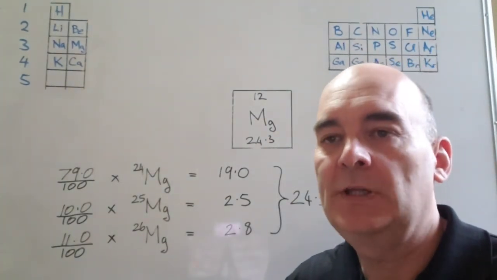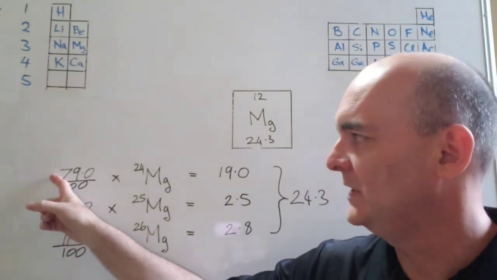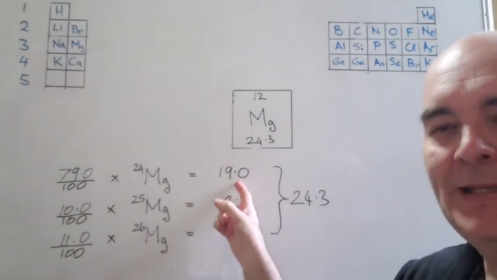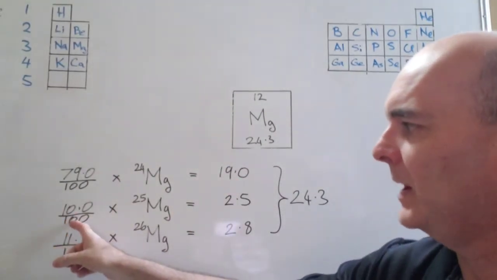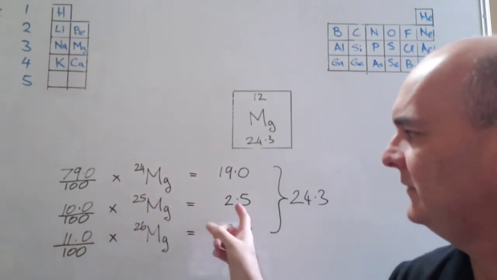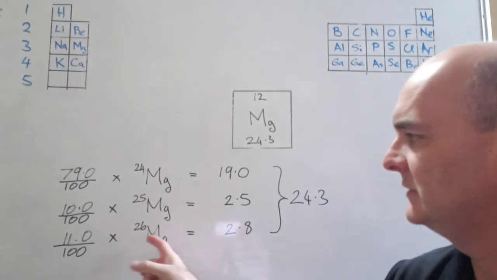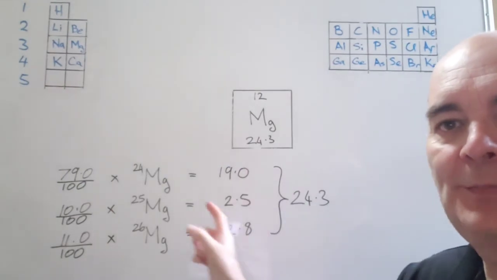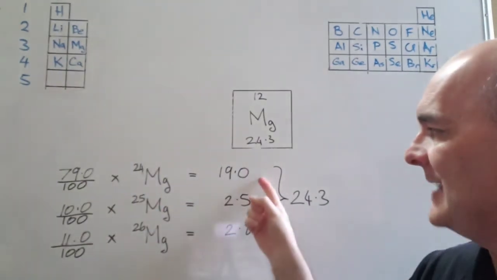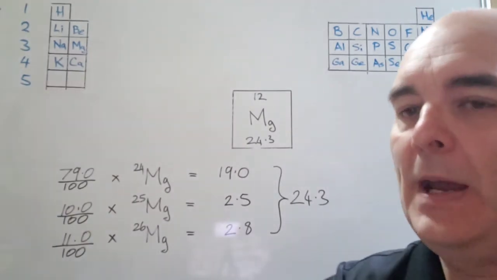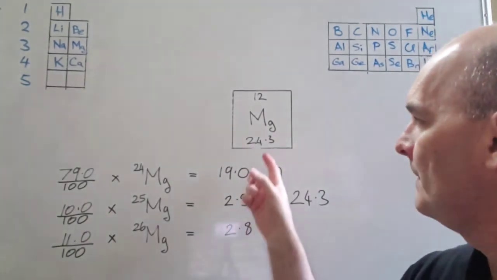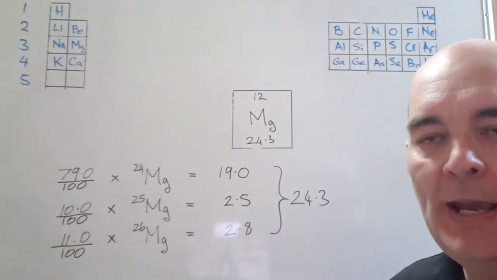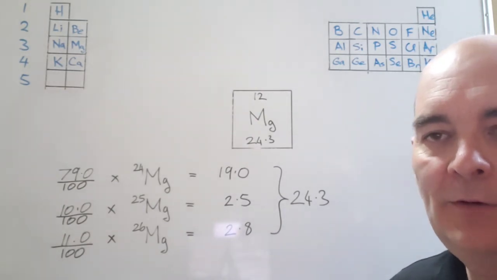So percent literally means divide by 100. So I've taken my 79%, divided by 100, multiply it by 24, gives me 19. 10 divided by 100 times 25 is 2.5, and 11 divided by 100 times 26 is 2.8. These are the individual contributions to mass by the isotopes available. If I add them all up, I get the total amount of contributions to the mass, which is 24.3, and that is my average atomic mass. That is the number that is displayed on the periodic table.